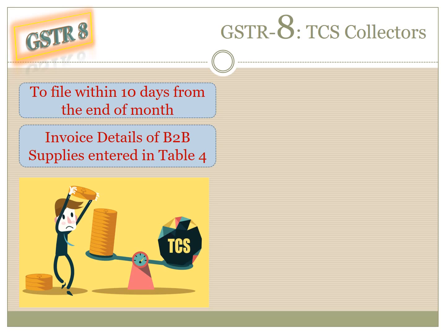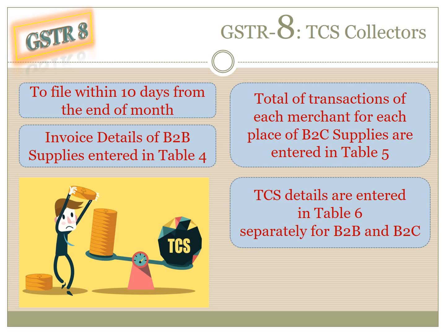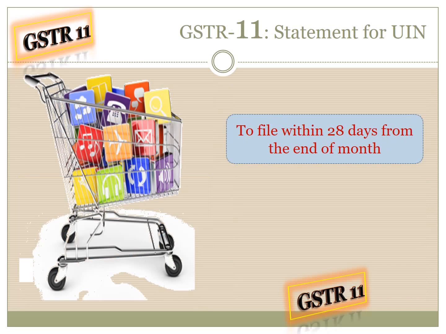Invoice details of B2B supplies routed through them will be entered in Table 4. For B2C supplies, it is enough if total of transactions for each merchant is uploaded in Table 5. TCS details are entered in Table 6 separately for B2B and B2C supplies. Details of tax liability and payment thereof is provided in Table 7.